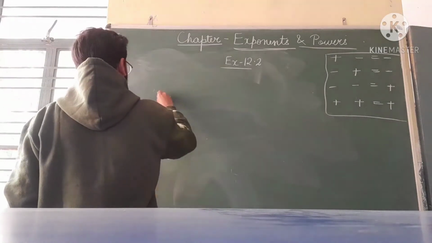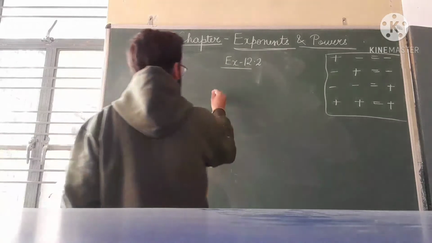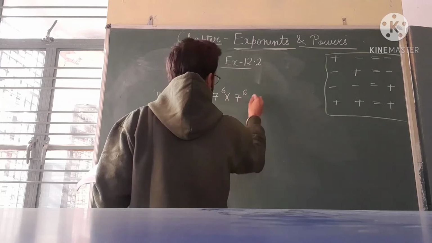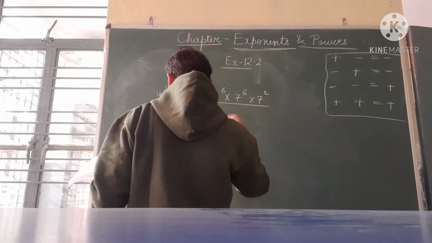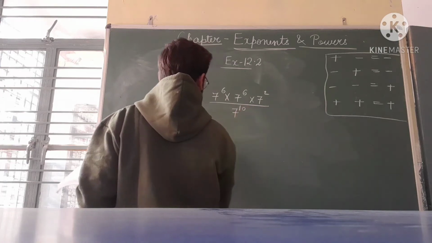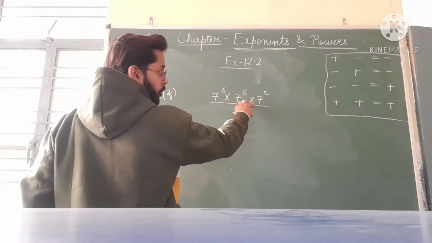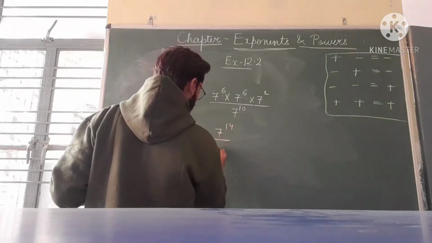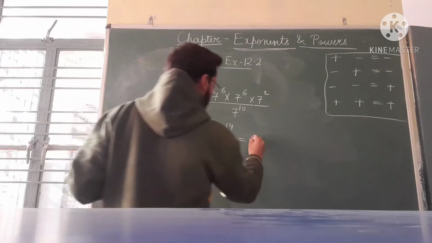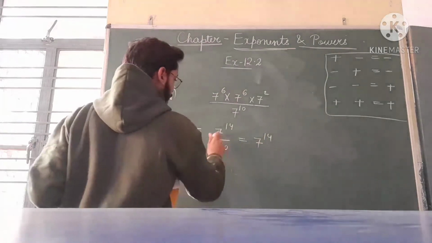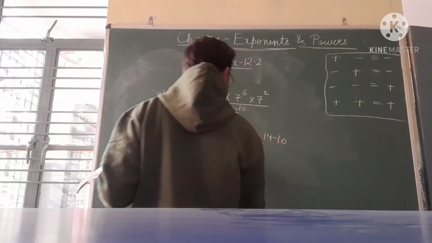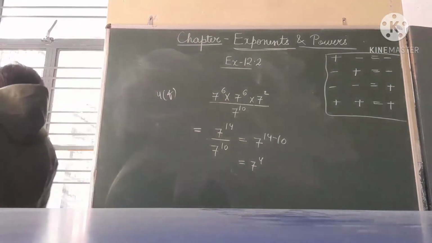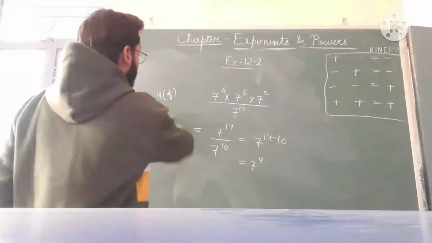Now we can see 4th, the F part. 7 to the power 6 into 7 to the power 6 into 7 to the power 2 upon 7 to the power 10. We can see that with the same base, powers will be added: 6 plus 6 is 12, 12 plus 2 is 14. That is 7 to the power 14 upon 7 to the power 10. Now with the same base, powers will be subtracted, so 10 will go from the numerator, we cancel out, and we get 7 to the power 4. Like this we can do the question.